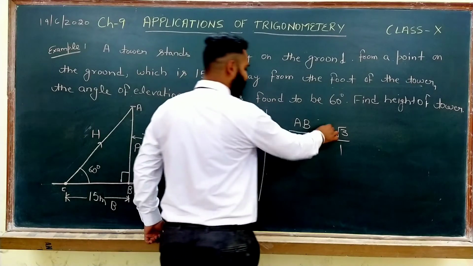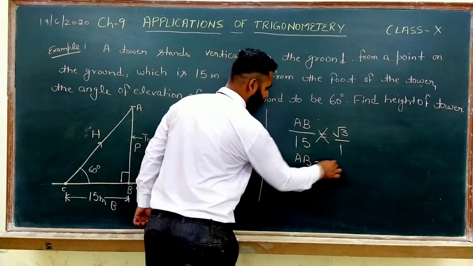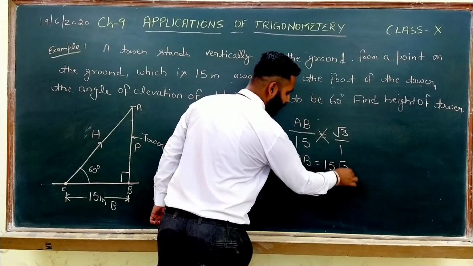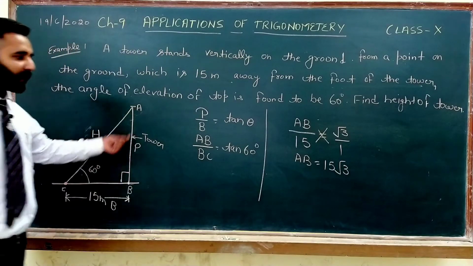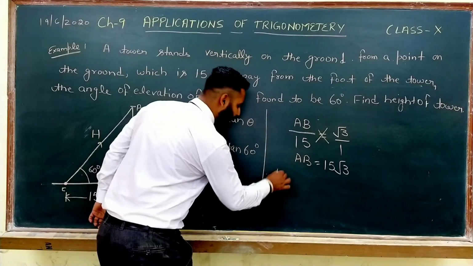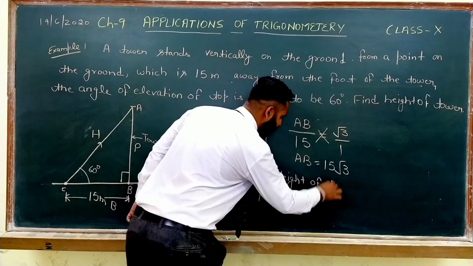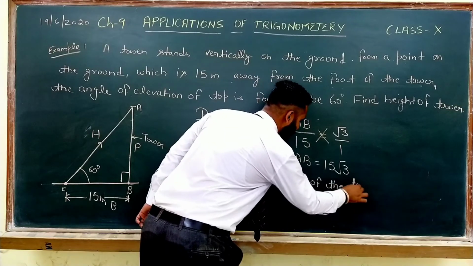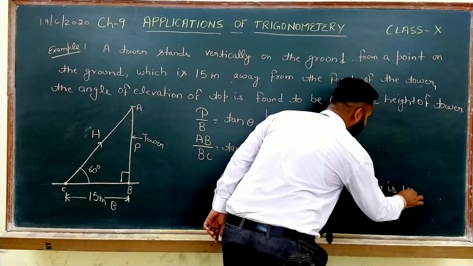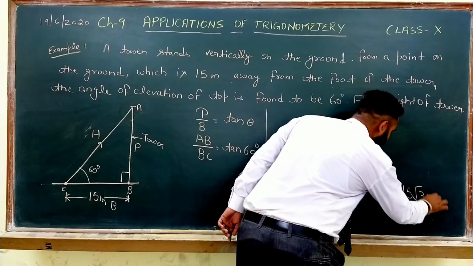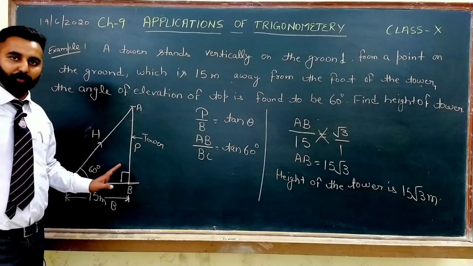Fine. Now do cross multiplication. AB is equal to 15 root 3. So from here we can say AB is the height of the tower. So the height of the tower is 15 under root 3 meter. So I hope it is clear to you.